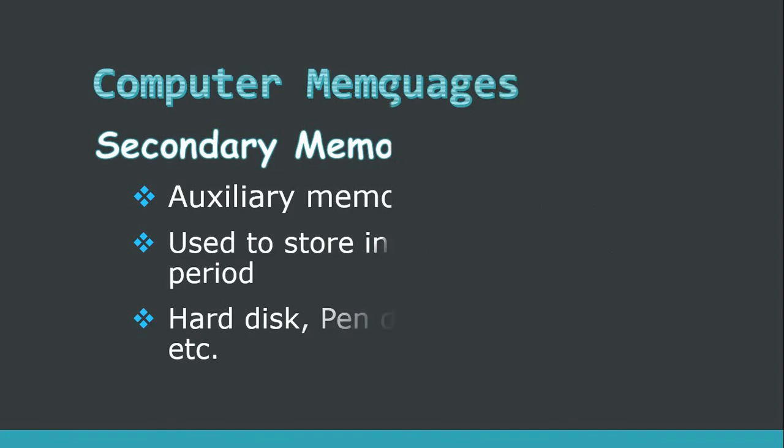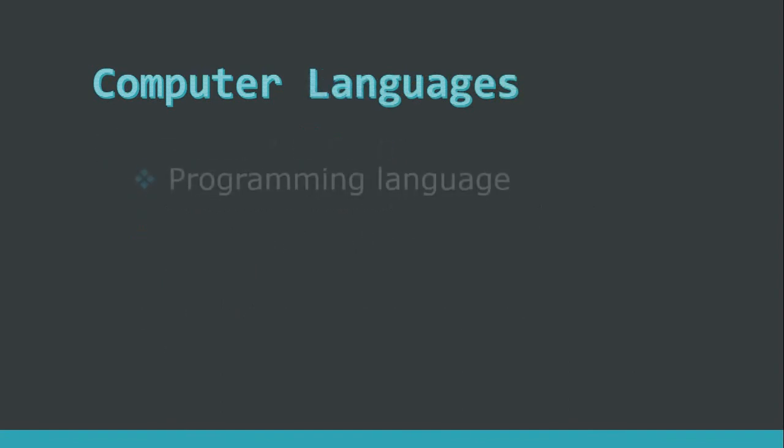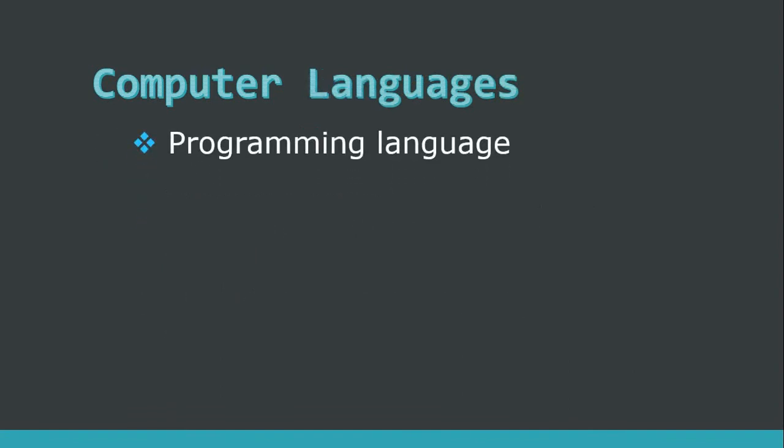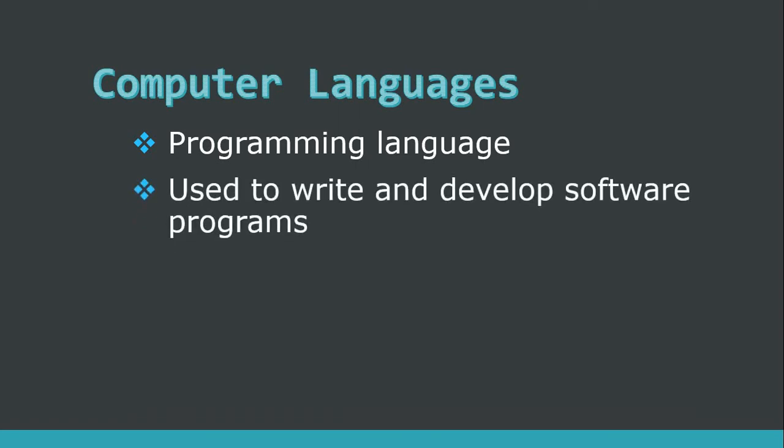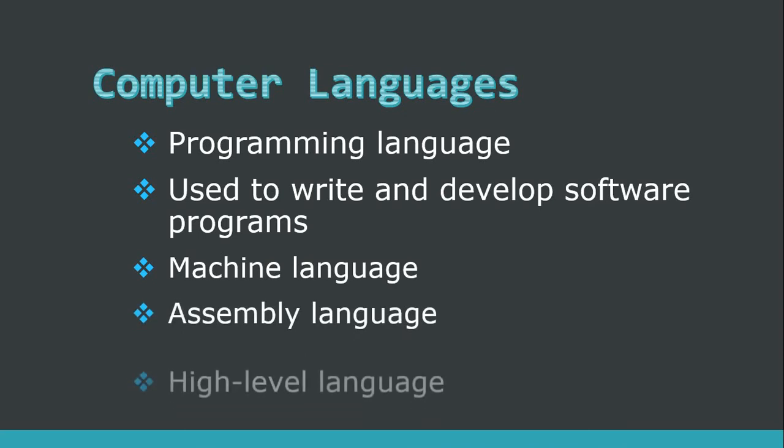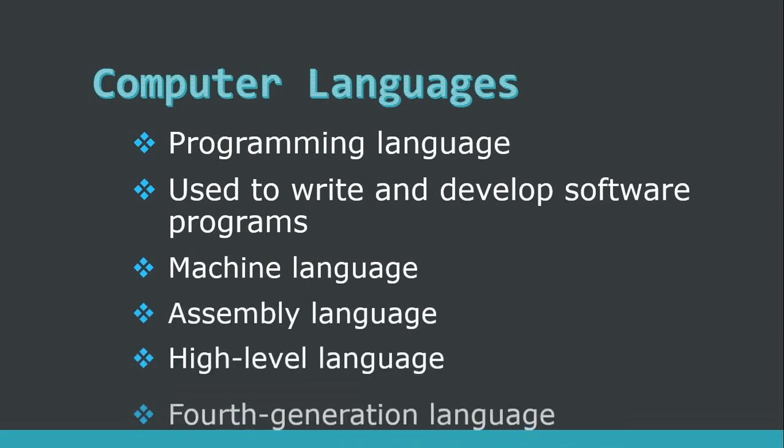Next, computer languages. A computer language is called a programming language. It is used to write and develop software programs for computers. There are four types of computer languages. They are machine language, assembly language, high-level language and fourth generation language.